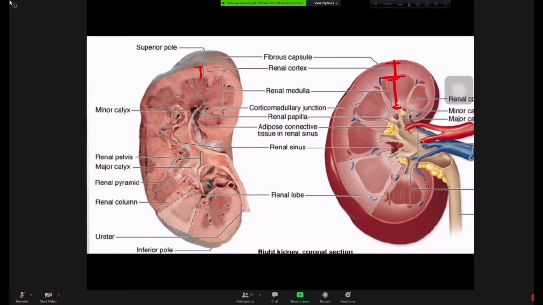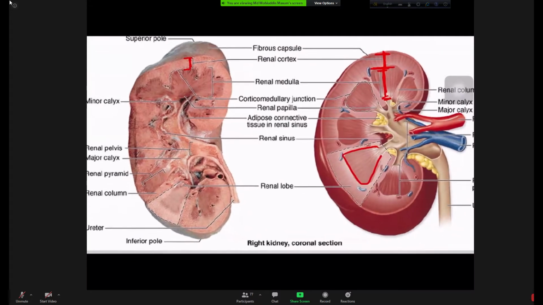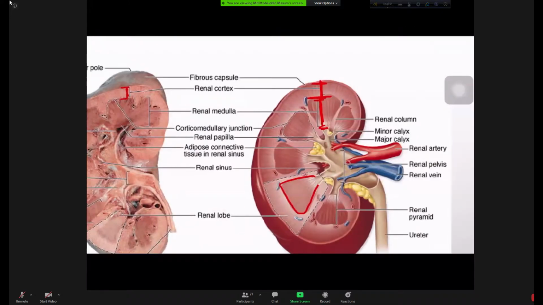So this is cortex, this is medulla. In the medulla, there are some triangular structures here. They are called renal pyramids. You have studied the renal pyramid. So how will you divide the kidney into renal lobes?